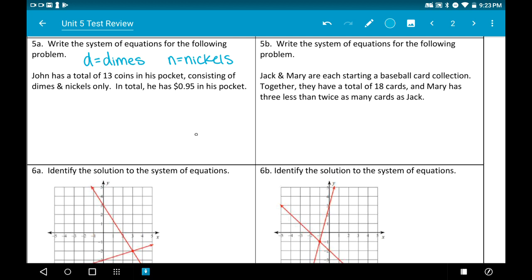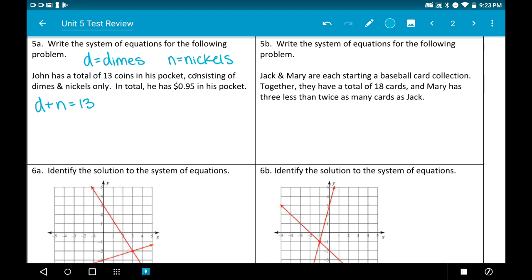Now we want a total of 13 in his pocket. So it'll be D plus N equals 13, because we know that the number of dimes plus the number of nickels is 13 coins in total. So that's the first equation we have.